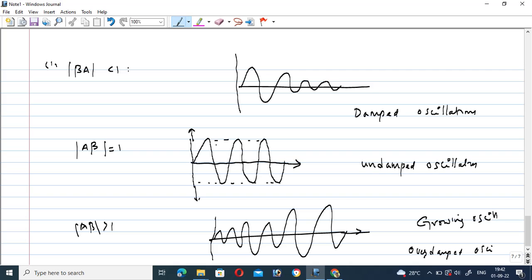In terms of practical consideration, A beta must be equal to unity, but in practice this A beta value is slightly greater than 1. It is not exactly equal to 1; it may be 5 to 10% greater, due to some reasons. In practical applications, A beta is not equal to unity.